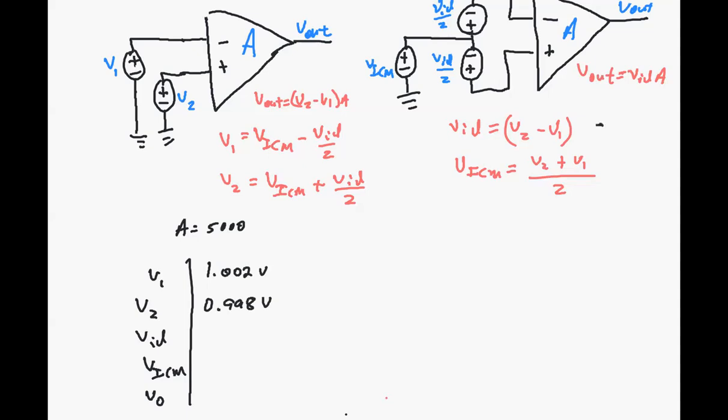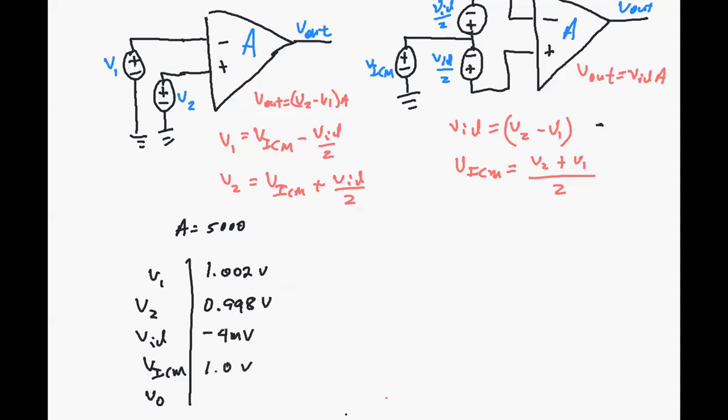What would VID be? Well, it's V2 minus V1. So V2 is 0.998, or 1 minus 2 millivolts, you could look at it, and V1 is 2 millivolts above that average. And we would get an input differential voltage of minus 4 millivolts, right? There's 4 millivolts difference between these two voltages, and we need a negative sign because V2 is smaller than V1. The average of these is just 1 volt, right?